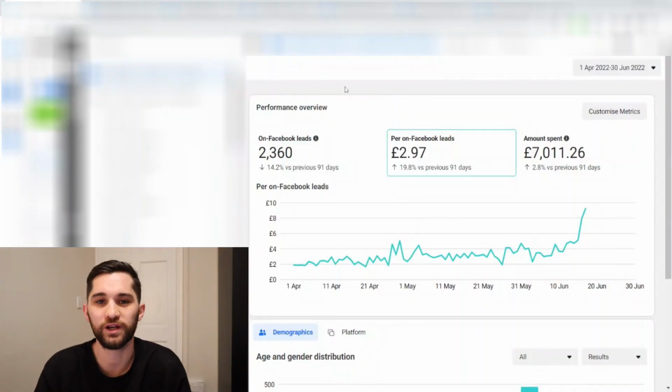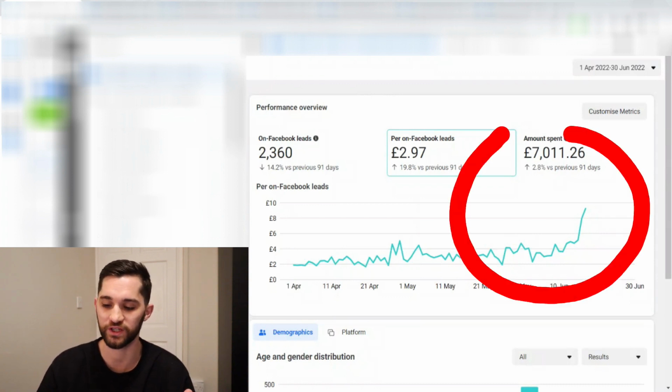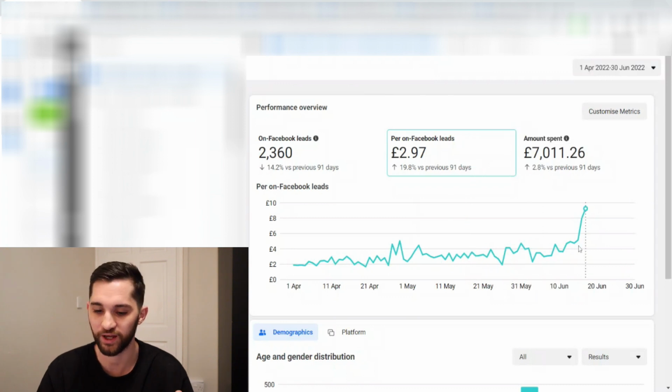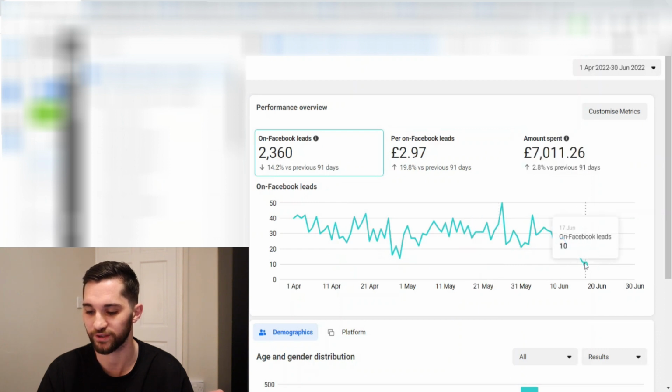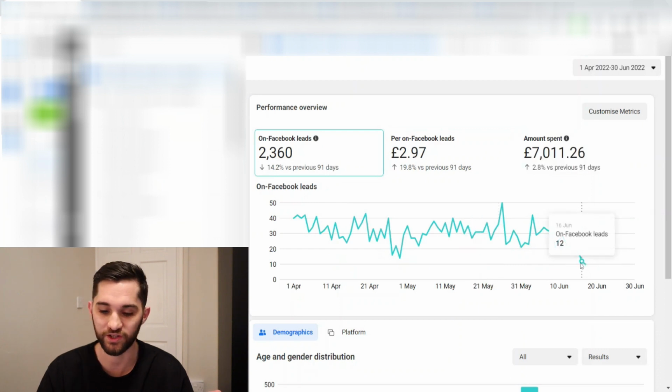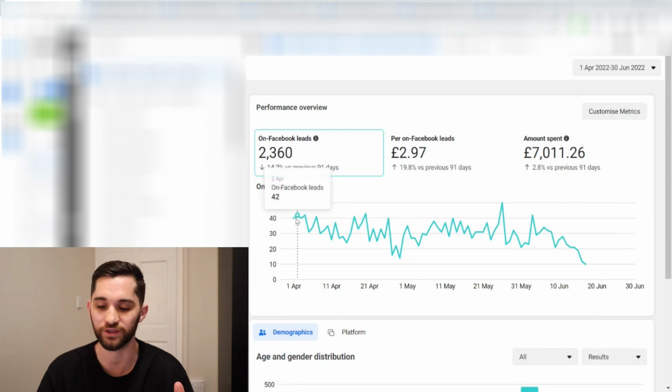accounts. So this is one of my clients' accounts, and this is a particular ad set that did exactly what we're talking about. Towards the end of its life, the cost per result went really high, as you can see here at the end, and the number of leads that we were generating went very, very low. So we were on about 10 leads per day towards the end of this campaign's life. At the start, we were on 40, 50 leads per day.